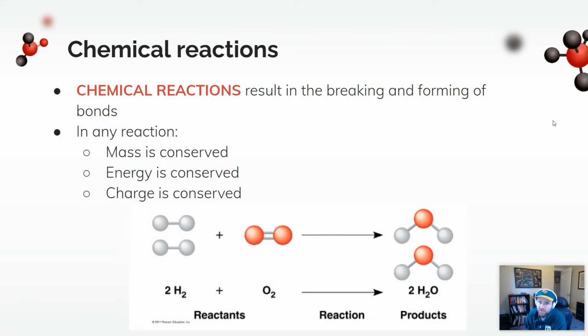So we form bonds through something called a chemical reaction, which is where we either break or make a bond. And the big thing I want you to remember when we're breaking or making bonds is that mass is conserved. So you have to have the same amount of atoms on both sides of a reaction. It has to balance. Energy is conserved. It's not going to be made or lost. And charge is going to be conserved. So if we're at a net neutral over here, we have to be at a net neutral over here as well.